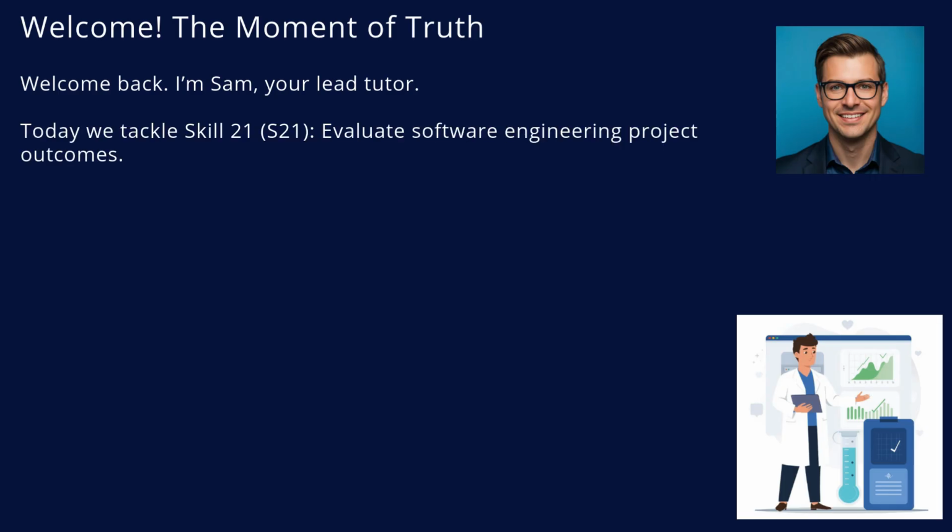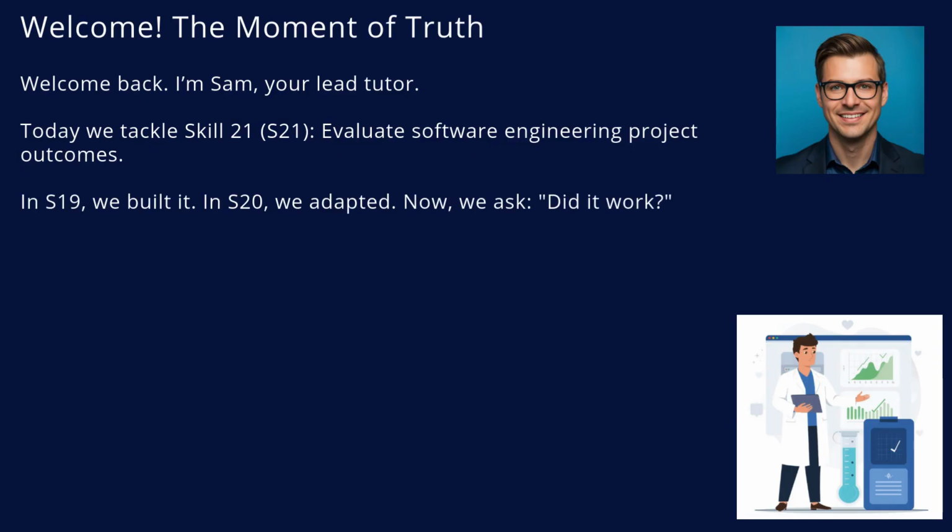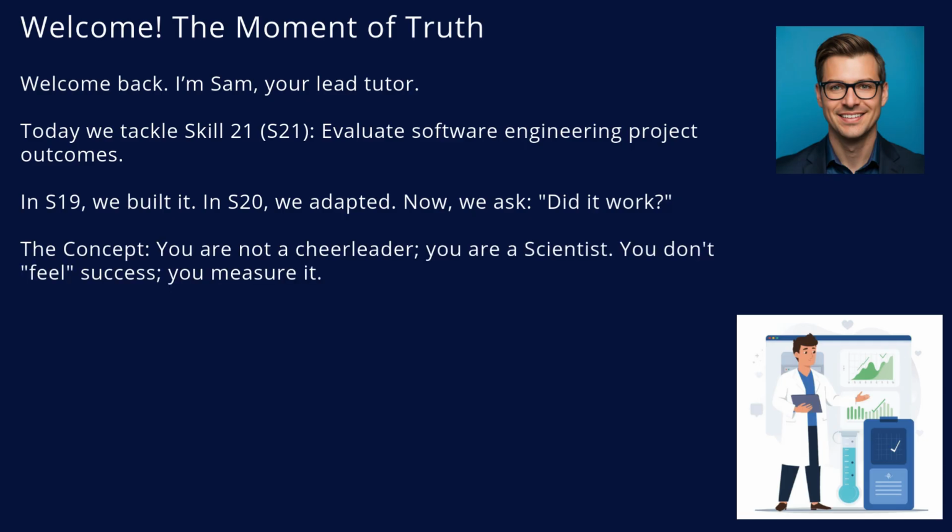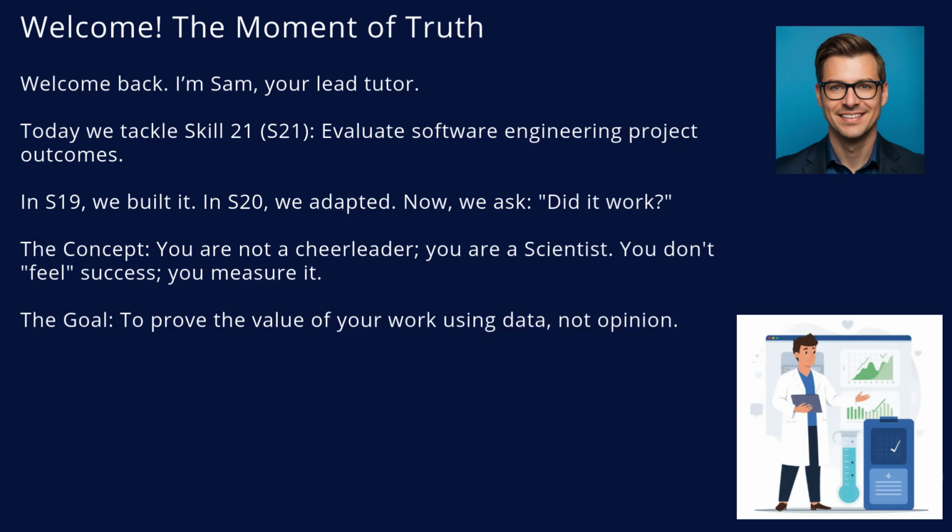We are diving into Skill 21, S21: determine, refine, adapt and use appropriate software engineering methods, approaches and techniques to evaluate software engineering project outcomes. We've built the software, we've handled the problems, but we aren't finished. The concept I want you to adopt today is that of the scientist. A scientist doesn't run an experiment and then say, I think it went well. They measure the results. They evaluate the data. Our goal is to learn how to prove the value of your work.